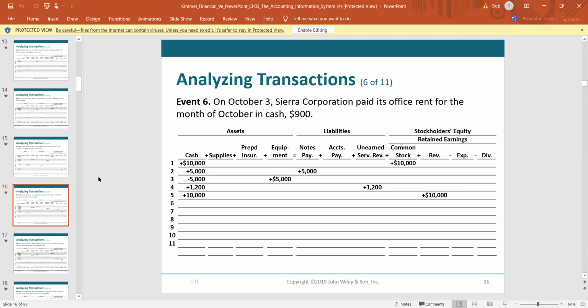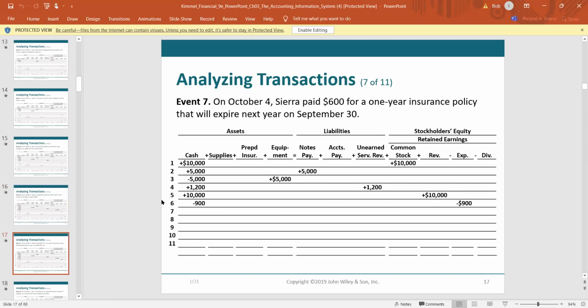They've not incurred any expenses yet until event number 6, when the office rent came due and they paid it. Whenever you see the word paid, you know it's cash. Cash goes down 900 and expenses go up 900. The reason they're showing a minus sign in front of the expenses is just to remind us that it gets subtracted from the revenue. But believe me, the expenses went up.